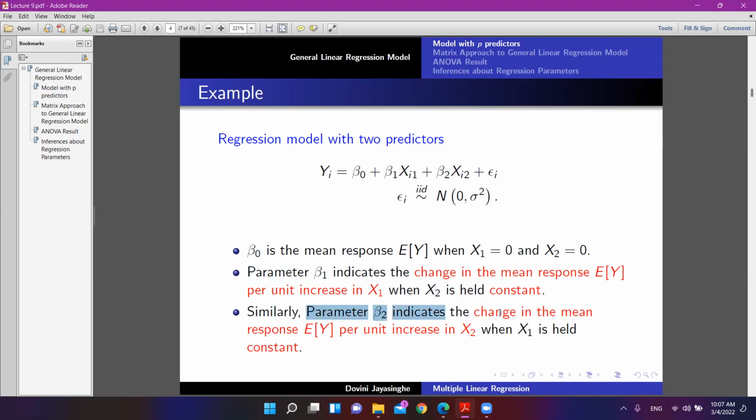Similarly, parameter beta 2 indicates the change in the mean response per unit increase of x2. When this is increased by 1 unit, this one increases or decreases by beta 2 units. You have to exactly say whether it is an increase or decrease. Here we are giving it in general. But you have to say when x1 is held constant. When you're talking about this, you have to hold this one constant. When you're talking about this, you have to hold this one constant. Interpret it.